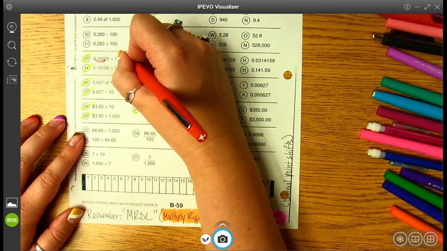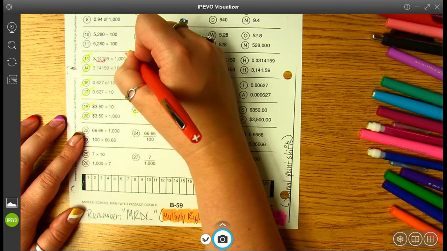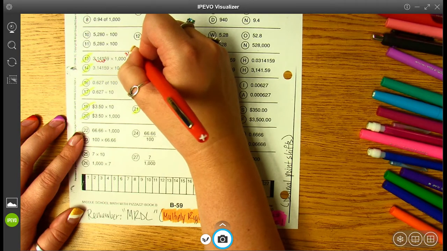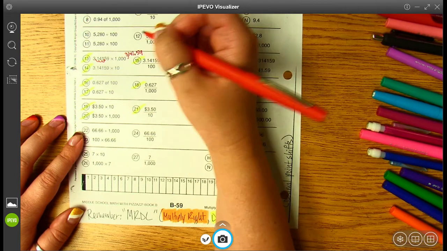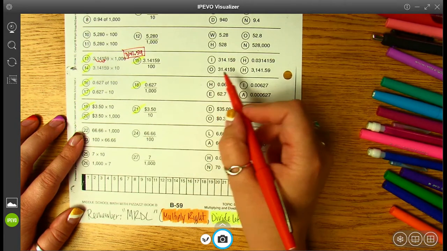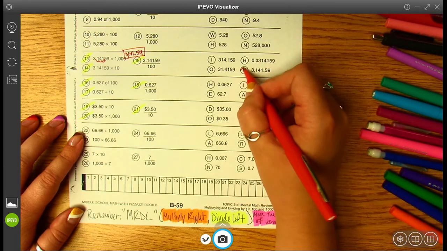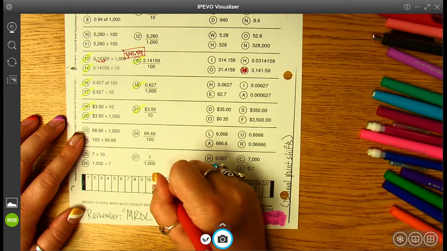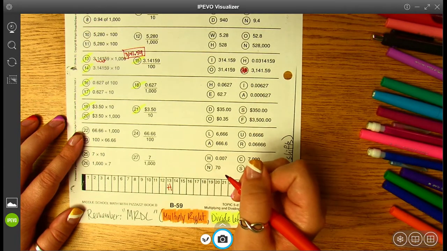So now it's 3,141.59. Let's go ahead and find that right here. It's H. So for 13, I'm going to put an H.